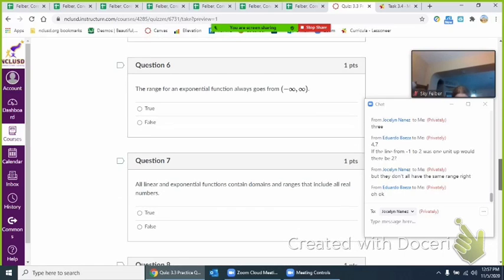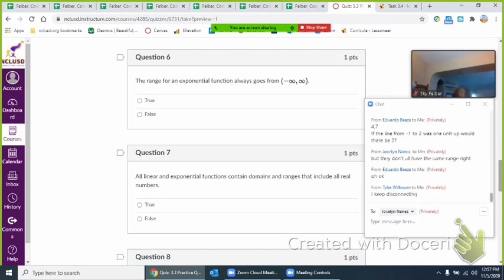Question 6 talks about the range for an exponential function. We talked about that at the very beginning.